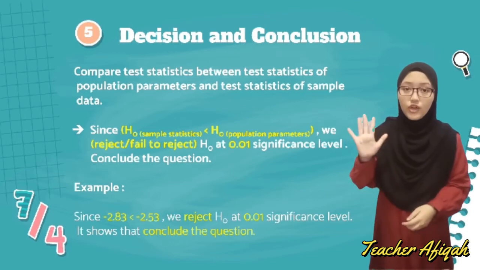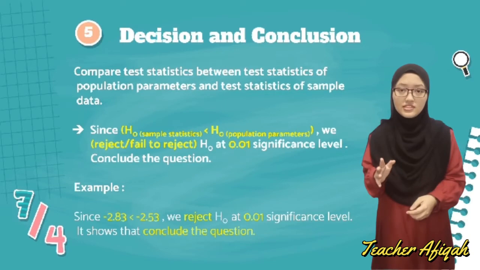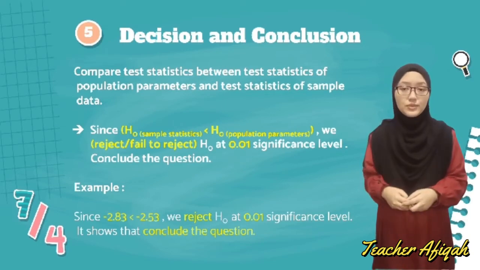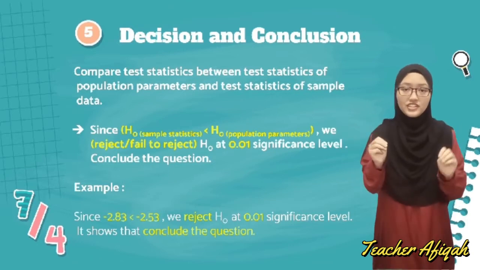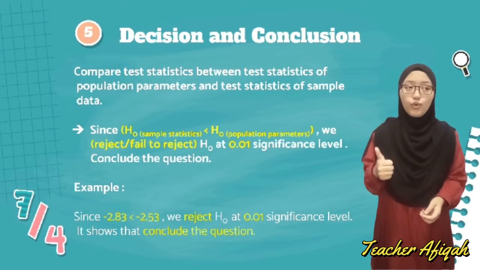For the last step, we need to make the decision and state the conclusion. In step 5, we need to compare the test statistic between the population parameters that we found in step 3 and the test statistic from sample data in step 4. So we compare the answers to decide on the rejection of the null hypothesis. Either we reject or we fail to reject the null hypothesis.